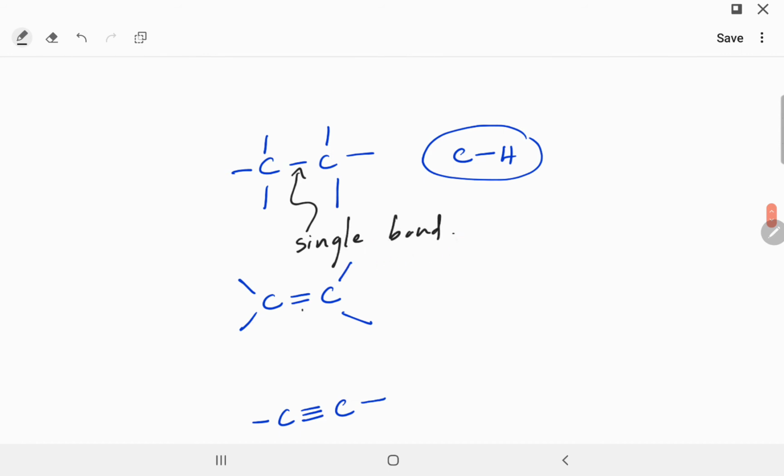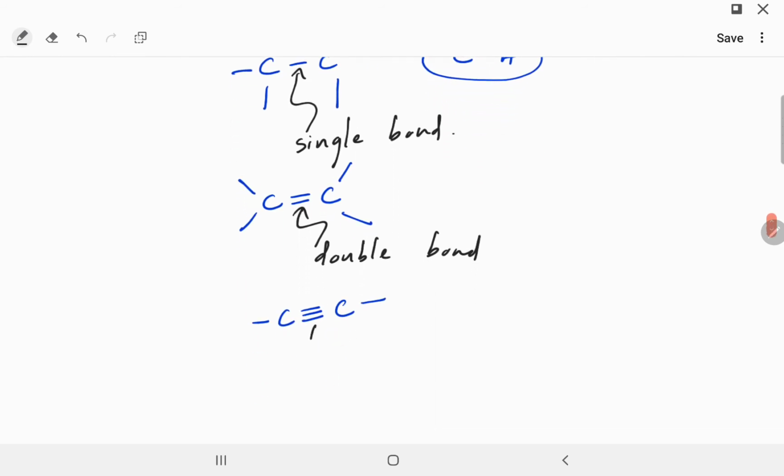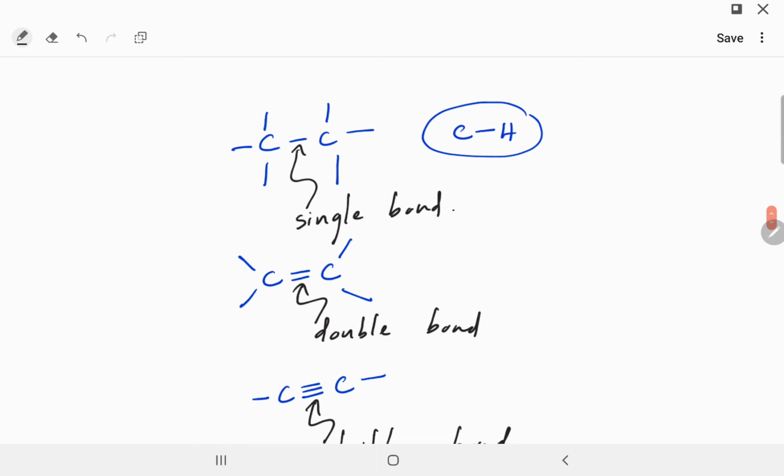Okay, or you can use a double bond, or in certain situations you can even use a triple bond. All right, so let's look at the single bond in more detail.